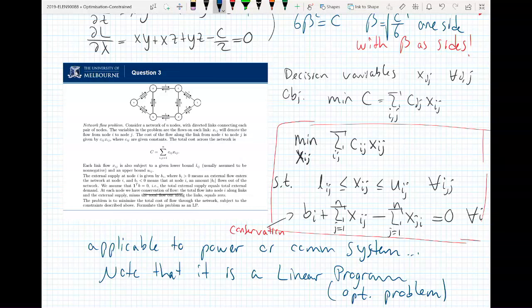It's a special case of convex optimization. Linear functions are also convex automatically. But linear programs are easier to solve because linear things are easier to handle.